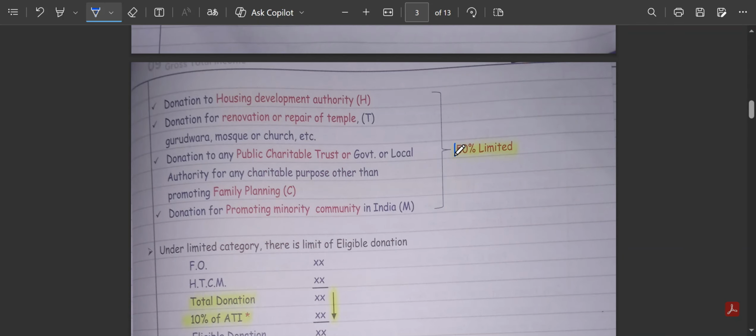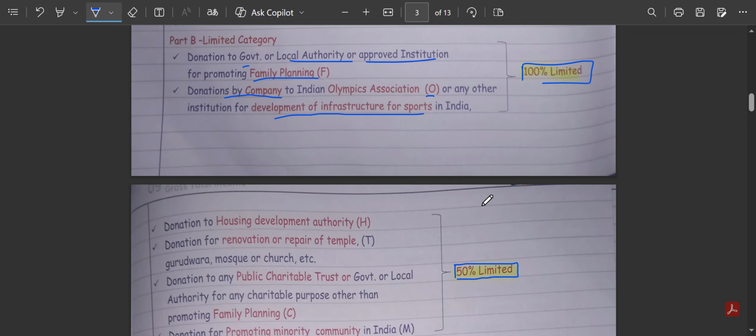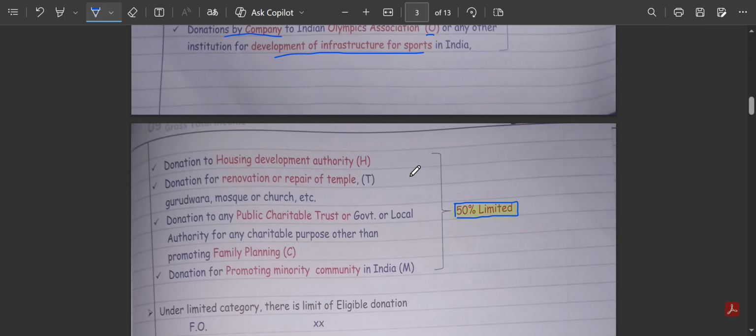Then there is the case of 50% limited deduction. I am saying the word limited here because there is a cap on how much we can donate. I'll get there in a bit. We had the memory technique HTC Mobile here. H was Housing Development Authority. T for temple, gurdwara, mosque, church, whatever it is, but it should be for repair and renovation of such.